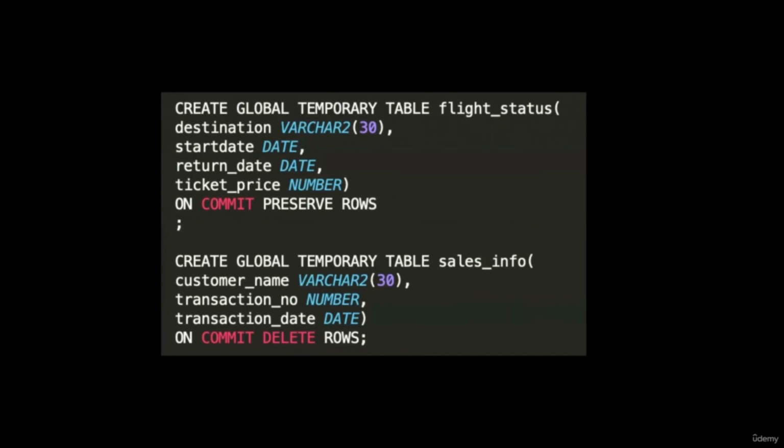The ON COMMIT PRESERVE ROWS option in the example you see right now specifies that the table data is saved for the duration of the session, not the duration of the transaction. The ON COMMIT DELETE ROWS option clearly indicates that the data in this table should only remain for the duration of the transaction using this temporary table.